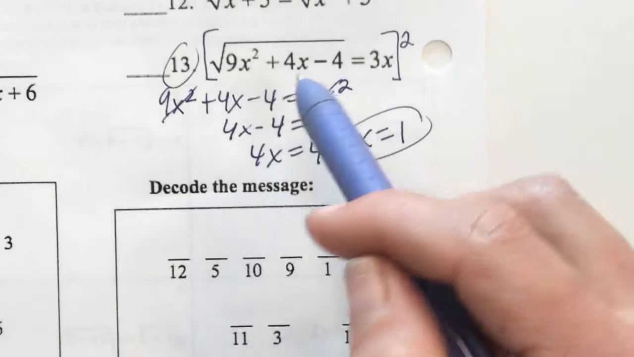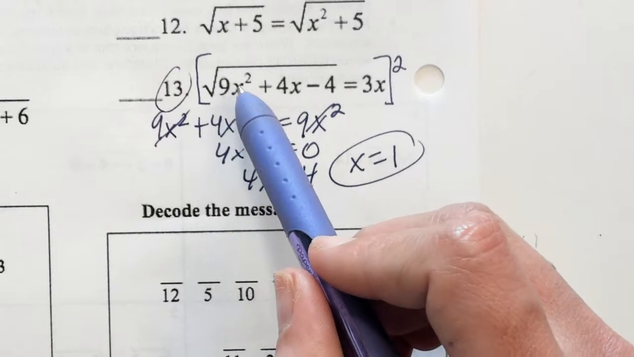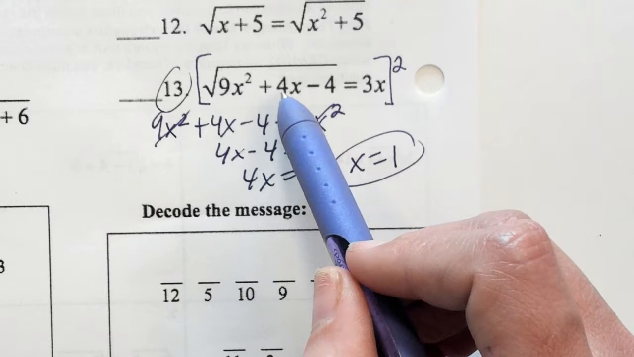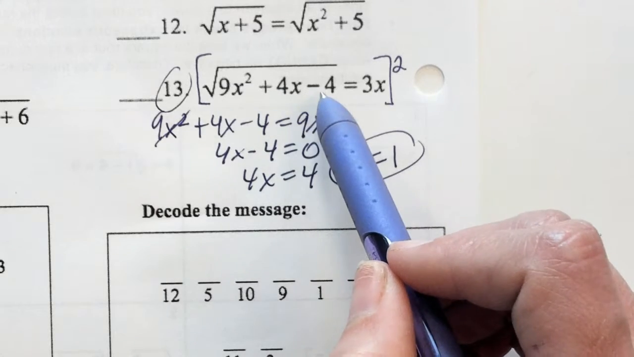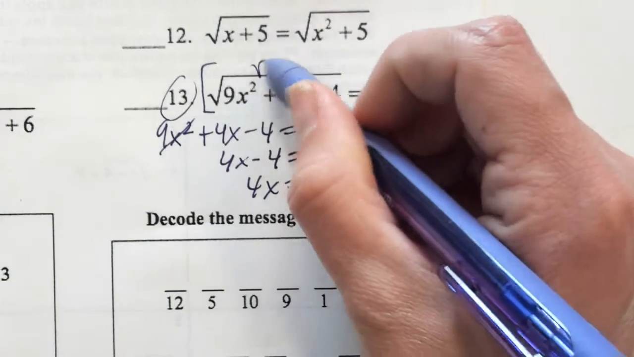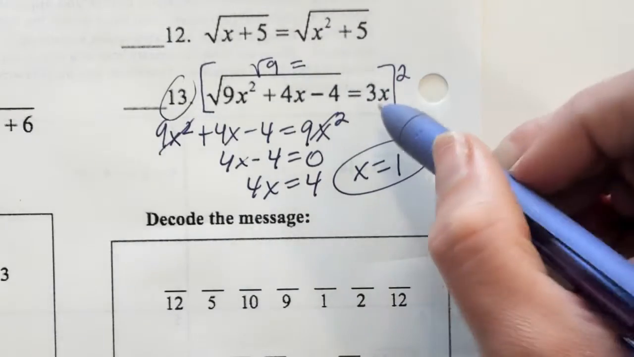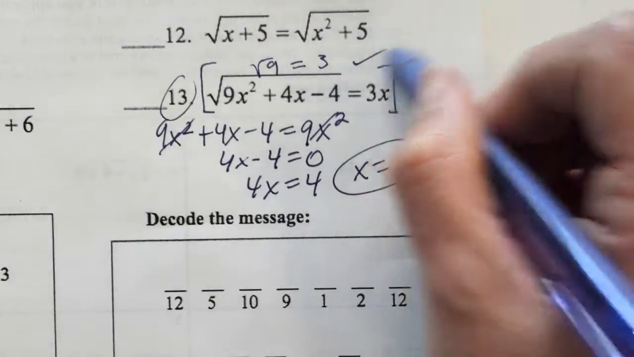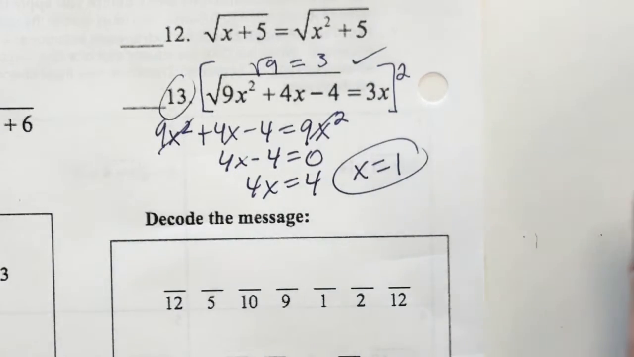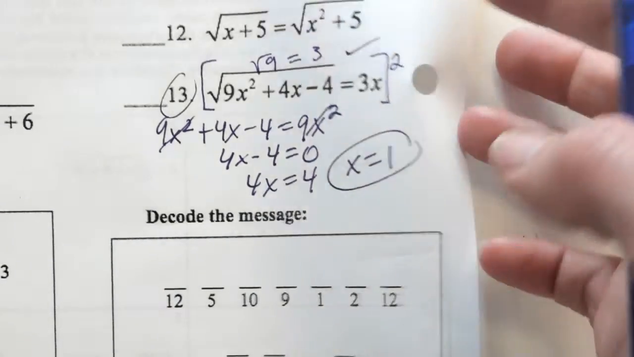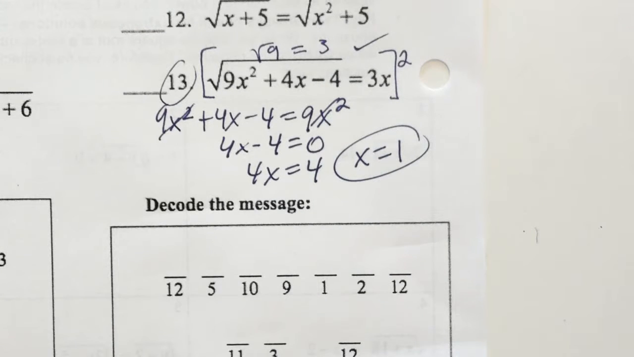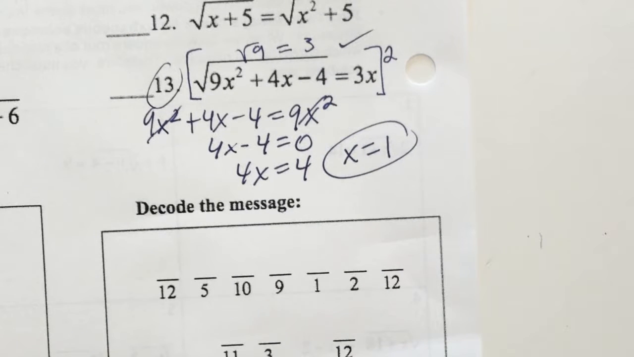Alright, plugging this back into both sides. 9 times 1 squared? 9 plus 4? 13 minus 4? So it'd be square root of 9 on this side, which we know is 3. On this side, 3 times 1 is? Do these match up? Yes. So what you'll do on this side, and we'll get to that in a minute. Any questions? Do we need to do another one, or are we good?